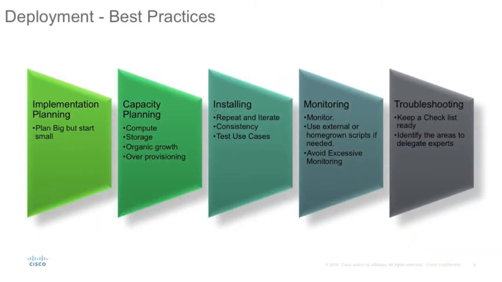So I'm quickly jumping into the deployment best practices. The first one is about implementation planning, and the recommendation is always to plan big but start small, and not try to gulp all the features at the same time, and that's where people are failing. Capacity planning, yes, for compute and storage. Understand your compute and storage requirements, and at the same time leave some room for organic growth. What I mean by organic growth is that your tenants will never tell you when they are doing upgrades, so always leave some room there.